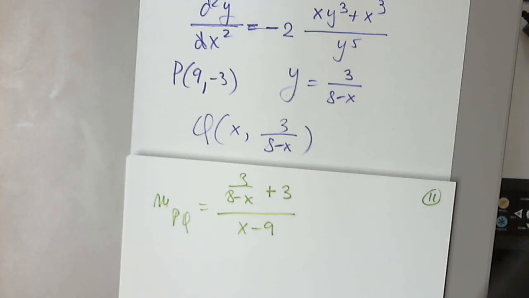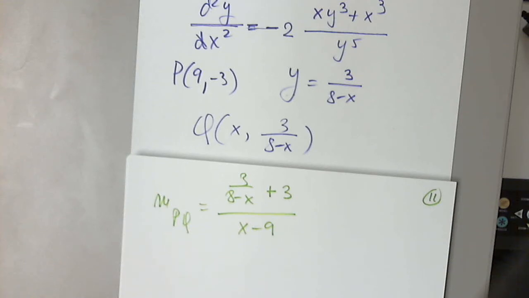undefined, right? So I go to second and table, and I plug in 9.1. I plug in 9.01. I plug in 9.000001. And I can go from the other side with 8.9, with 8.99999, and 8.9999999. And I will determine the slope of the tangent line at P.